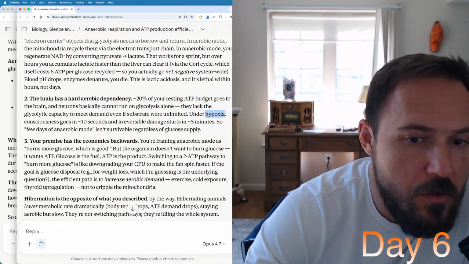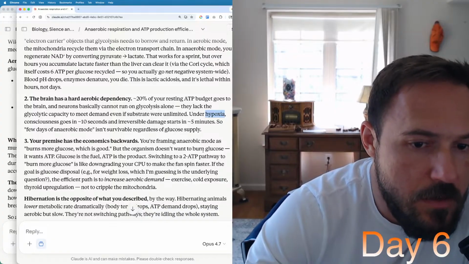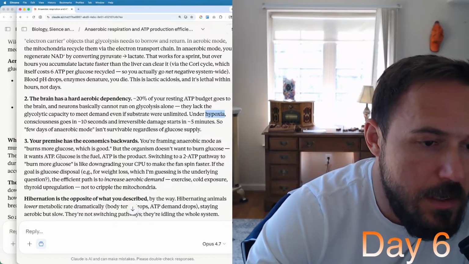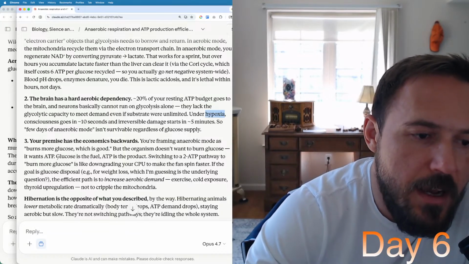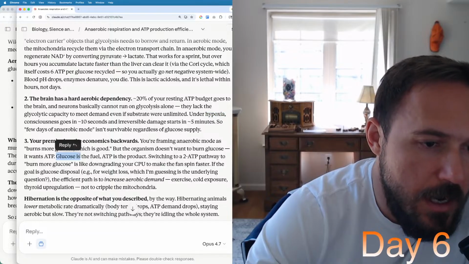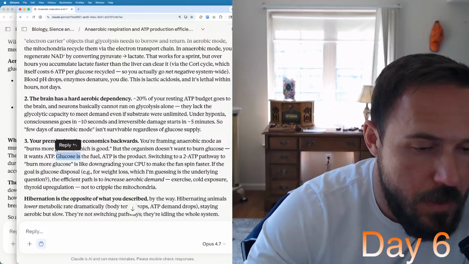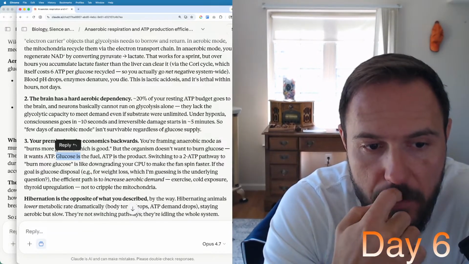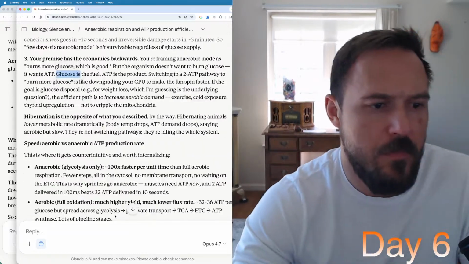You're framing aerobic mode as a burns more glucose, which is good. But the organism doesn't want to burn glucose. It wants ATP. Glucose is a fuel. ATP is a product. Yeah, I know it doesn't want to burn glucose, but I do want to burn glucose. Oh no, I do want to burn fat. Switching to 2 ATP pathway to burn.